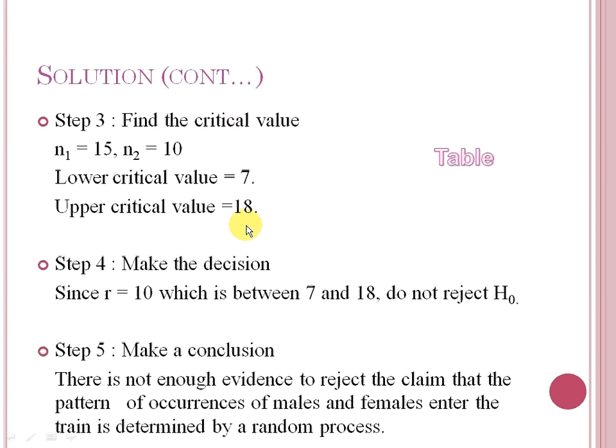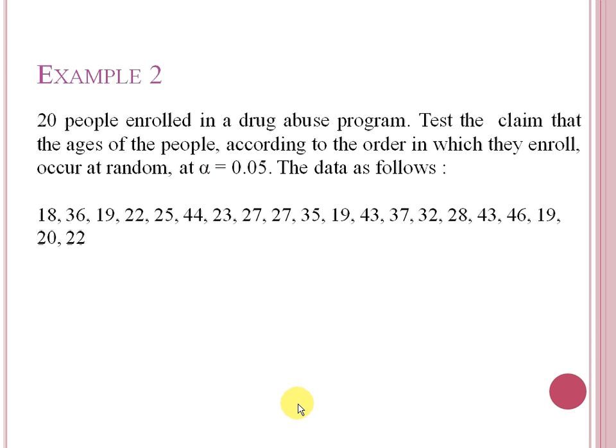So we go back here, 7 and 18, and we check that R is 10, which is between 7 and 18. So it does not fall in the critical region, so we do not reject H0. The conclusion is there is not enough evidence to reject the claim that the pattern of occurrence of male and female on the train is determined by a random process.